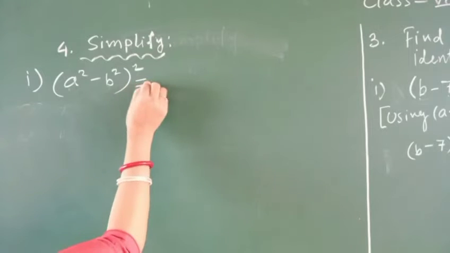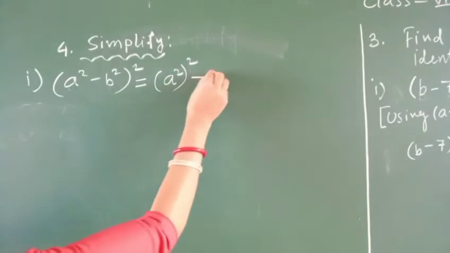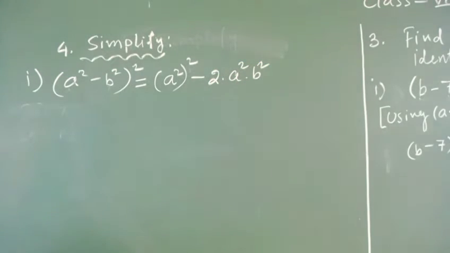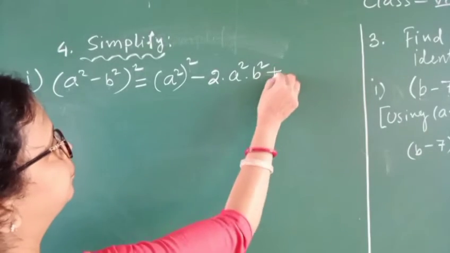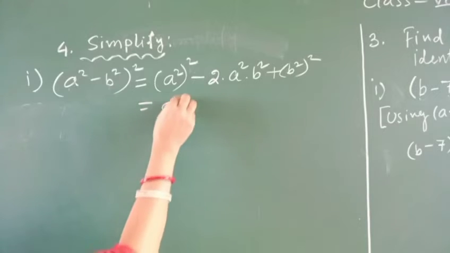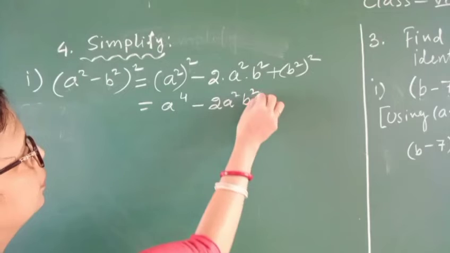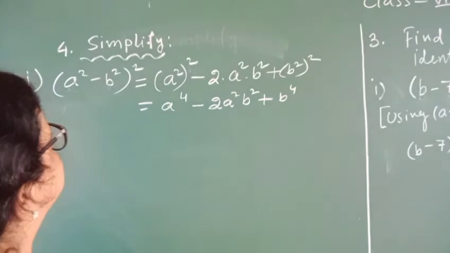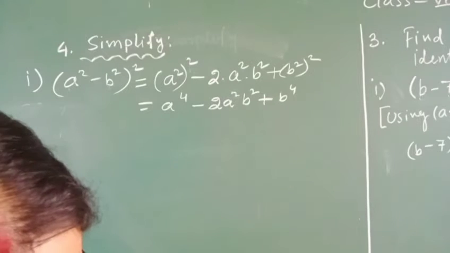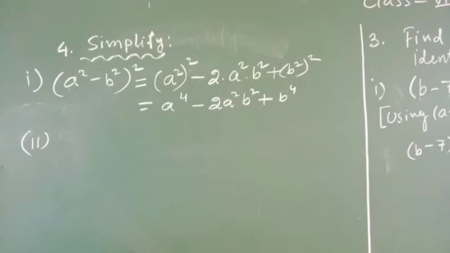So what I will do, this is our a, so a square minus 2ab plus b square, b is b square, so b square. Now what I can see, a to the power 4 minus 2 a square b square plus b to the power 4.